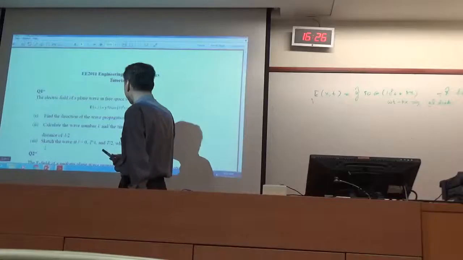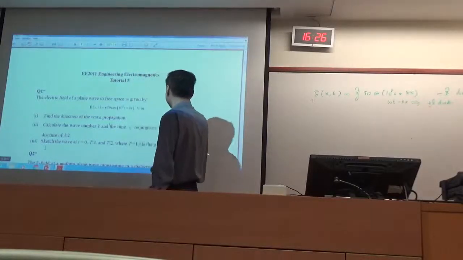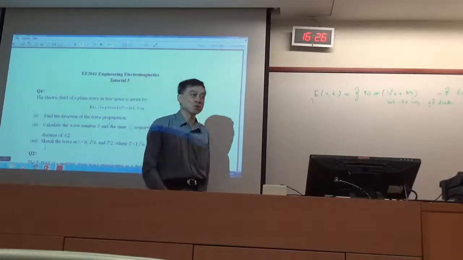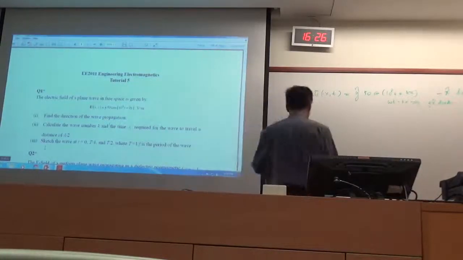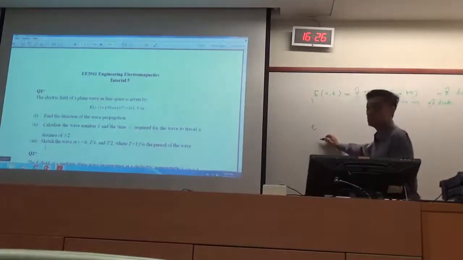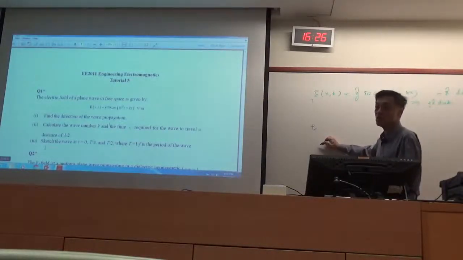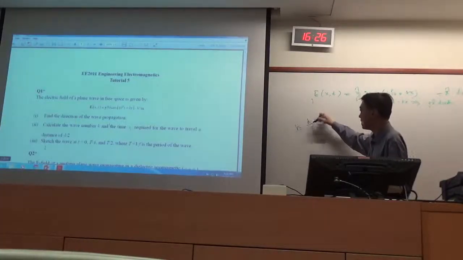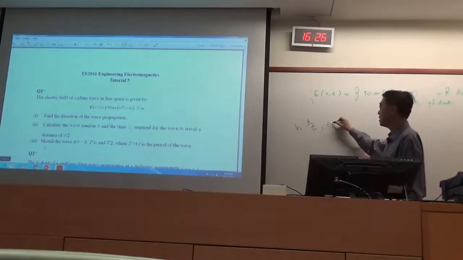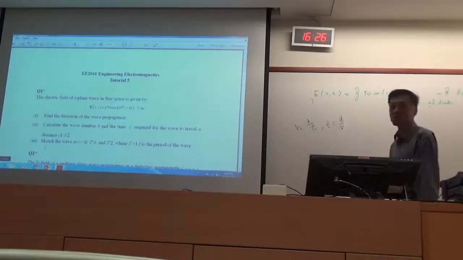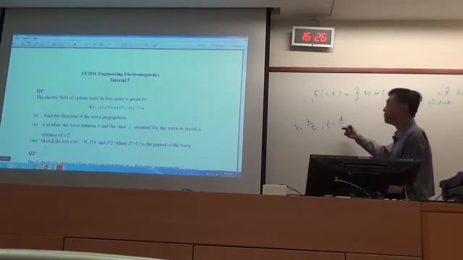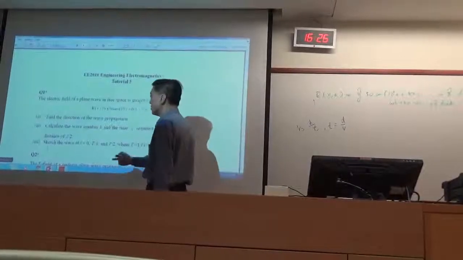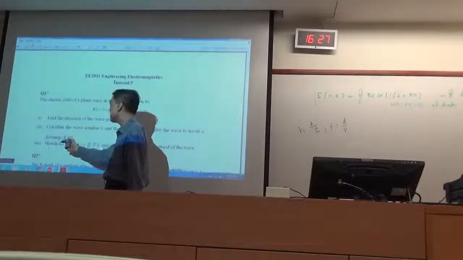Calculate the wave number k and the time t1 required for the wave to travel a distance of lambda by 2. Time is equal to, or speed is equal to distance divided by time. So time is equal to distance divided by speed, right? So we need to find the speed of propagation when the distance is equal to lambda by 2.